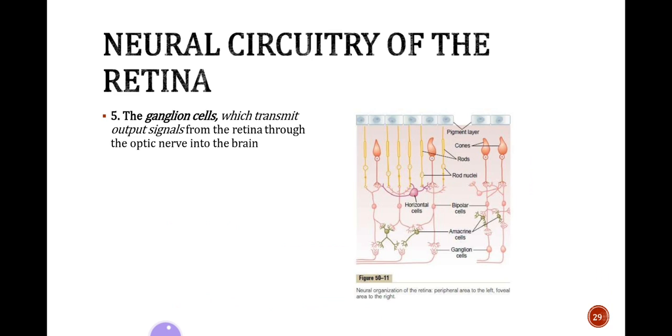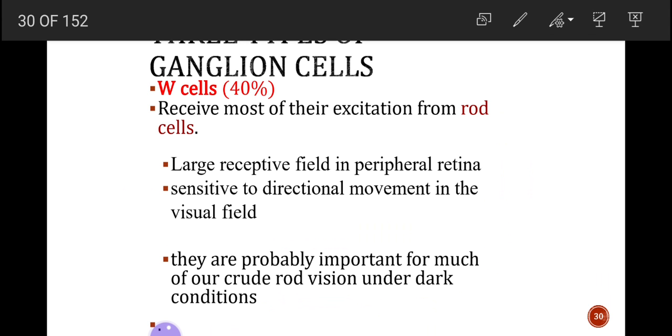Ganglion cells, which transmit output signals from the retina through the optic nerve into the brain. There are mainly three types of ganglionic cells: W cells, X cells and Y cells. W cells, these are 40%, receive most of their excitation from the rod cells.